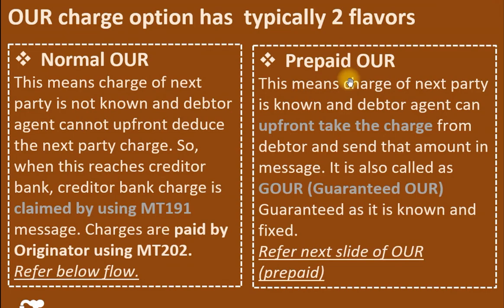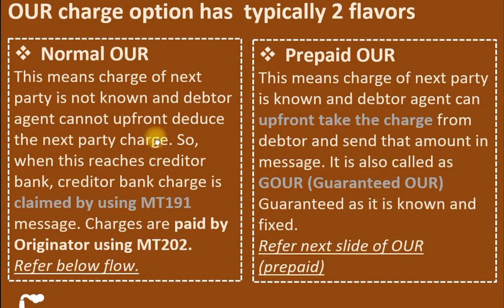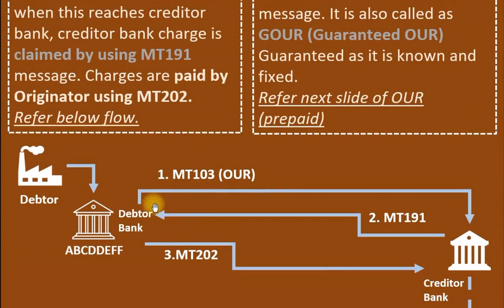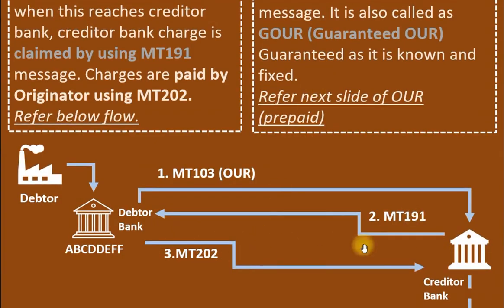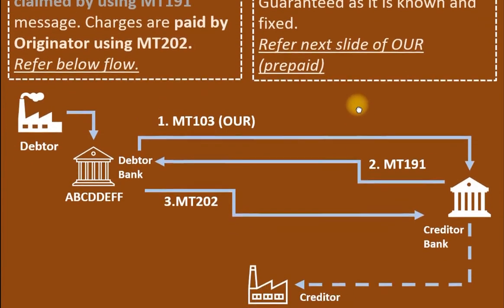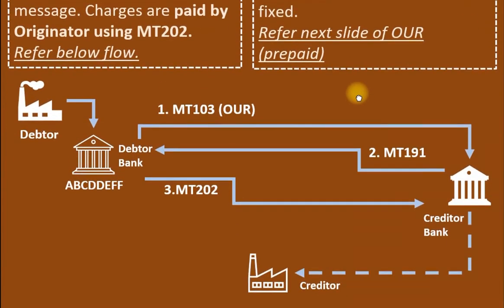Well, in case of prepaid OUR, the charge of the other party or the receiving party is known, and you can send it upfront. That is also called guaranteed OUR. So if you know it, you can advance or pre-deduct from the ordering customer and send it as part of the transaction message. So for normal OUR, you can see how it is happening. It sends MT103 with OUR, then the bank claims it and you send MT202. For guaranteed OUR, this claim will not be required, but let's see how it is in the different message sets and information in the next slide.